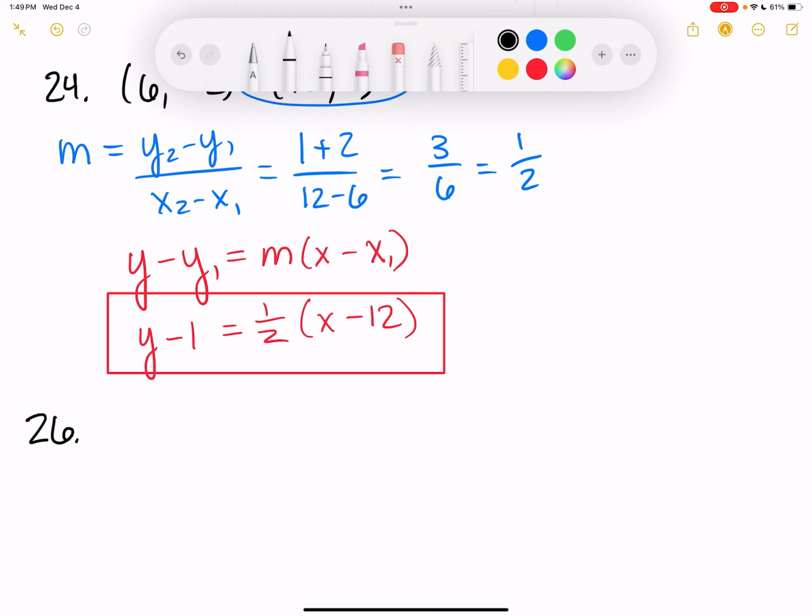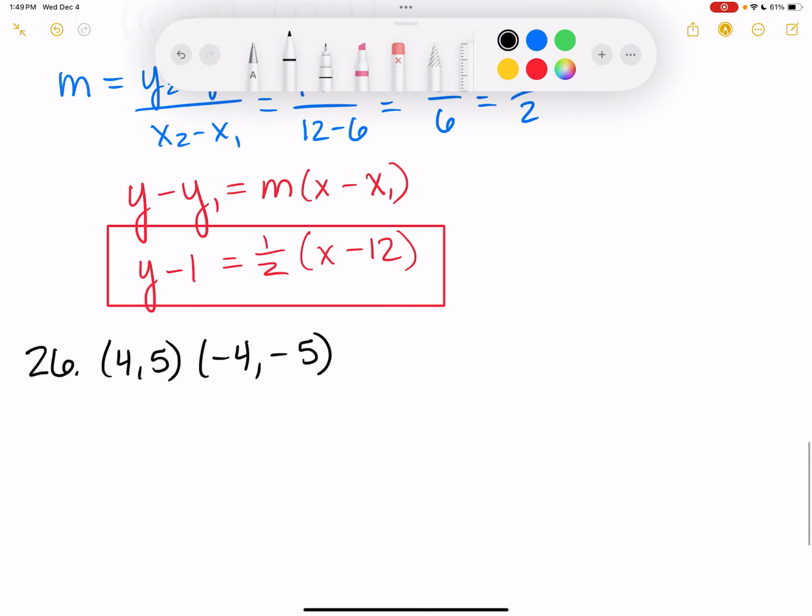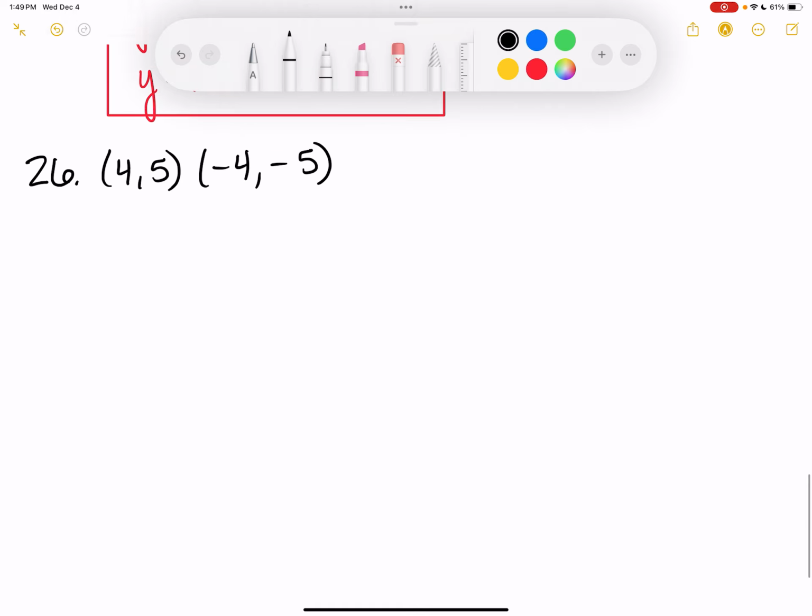26, the point 4, 5. I promise we're almost done. Stay with me for a couple more minutes. And the point -4, -5. All right, so tell me, you don't have to give me letters, but for slope, what am I putting in? M equals what? -5 minus 5, and then -4 minus 4. Yep. So I get -10 over -8, which reduces to positive 5 over 4. Negatives cancel, and I can take a 2 out of everything.